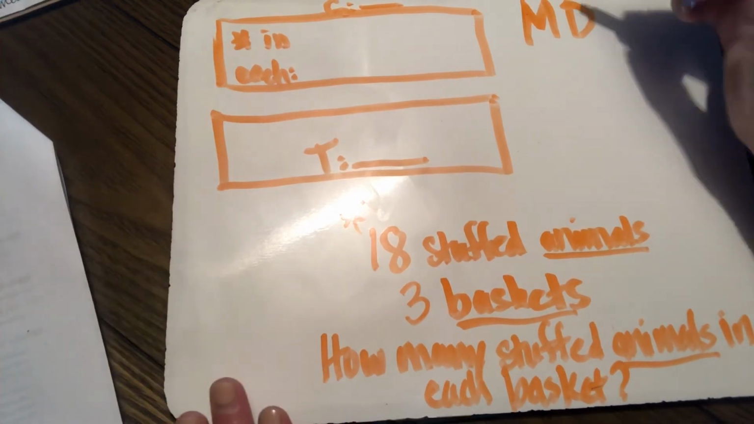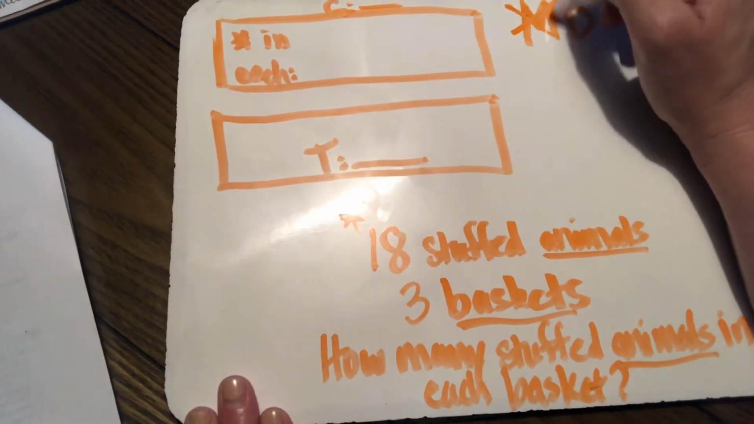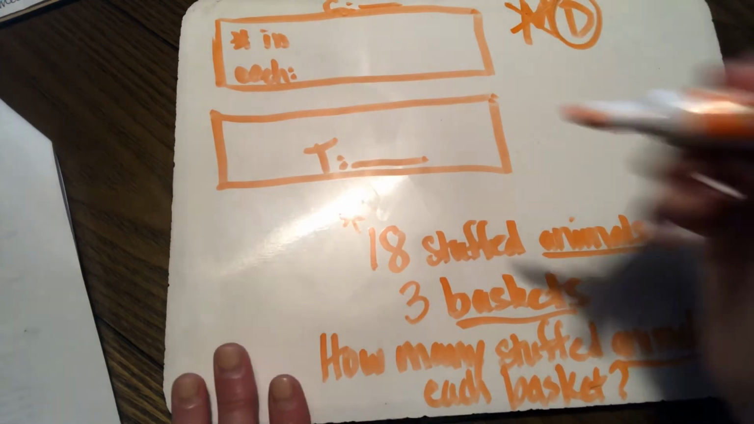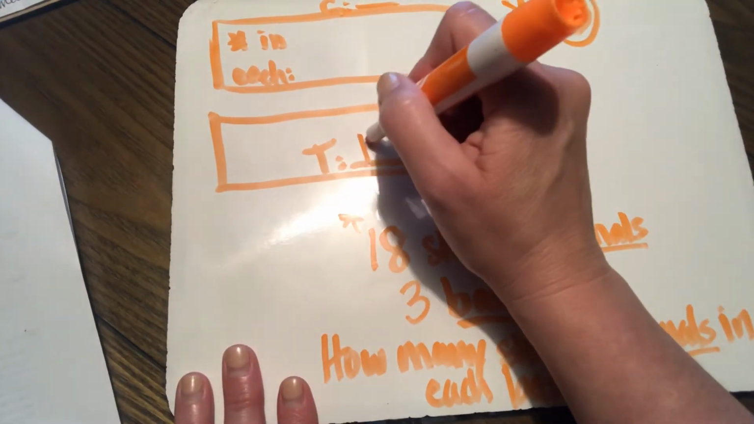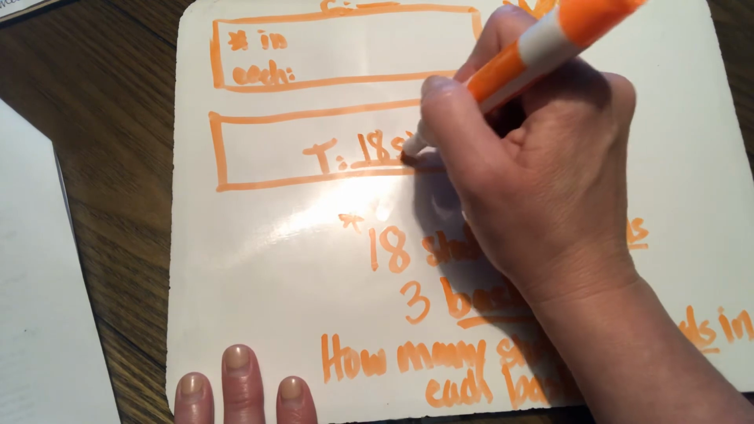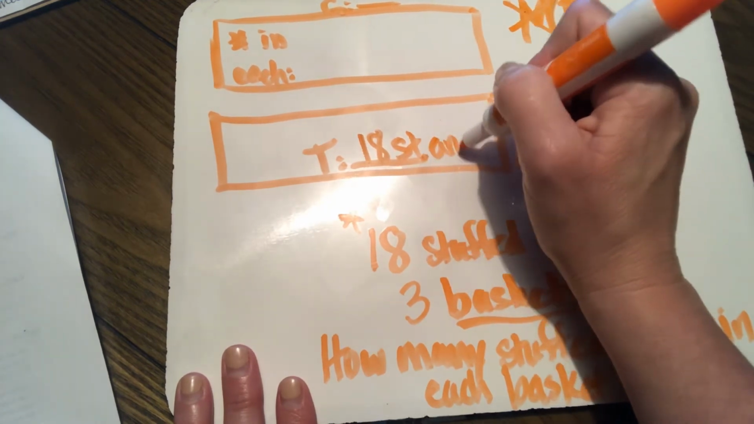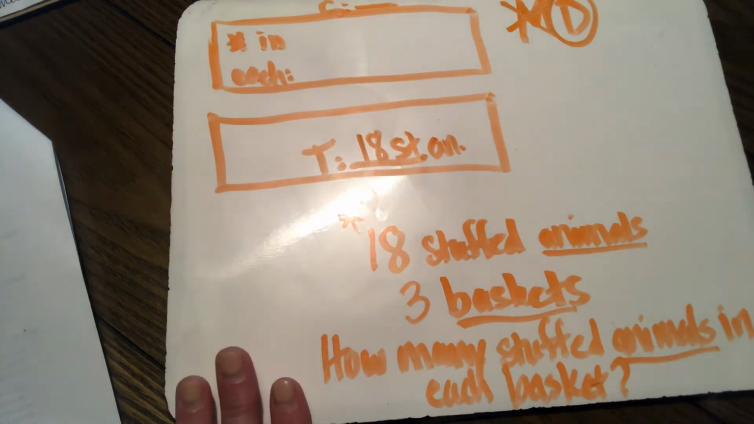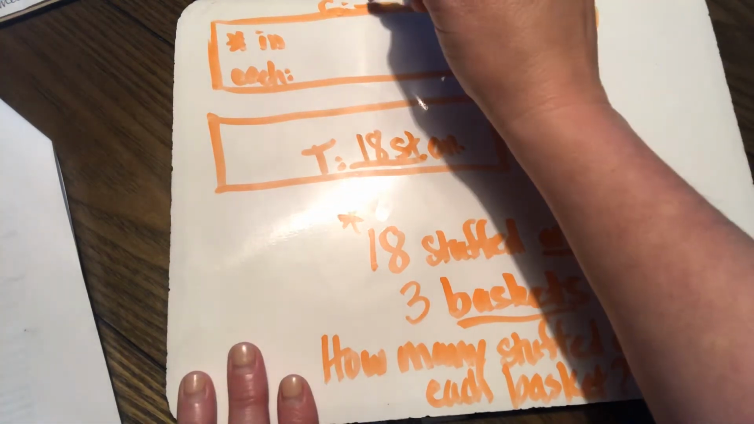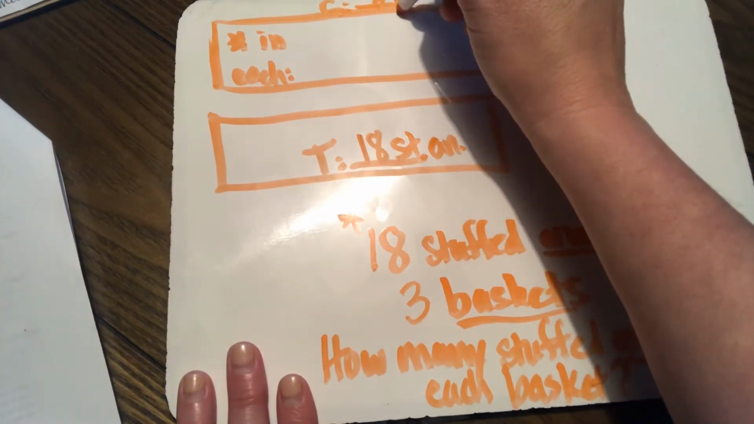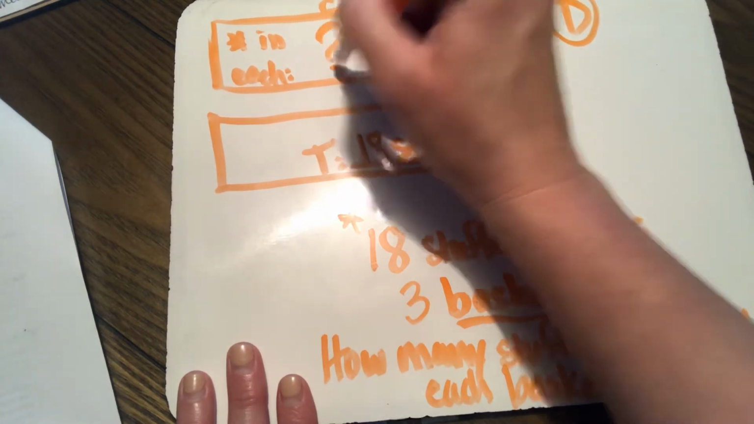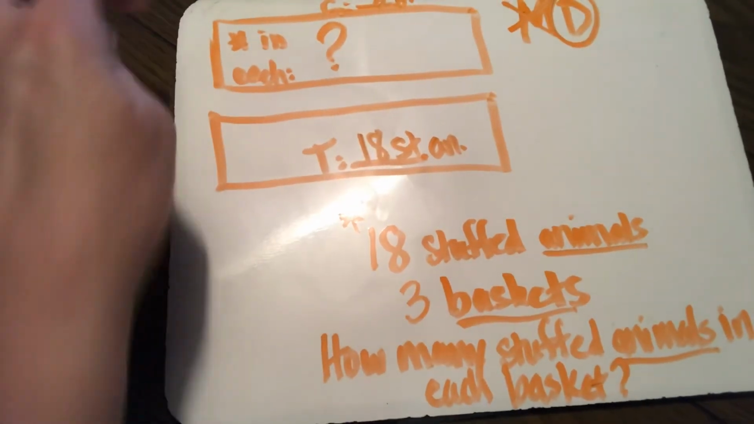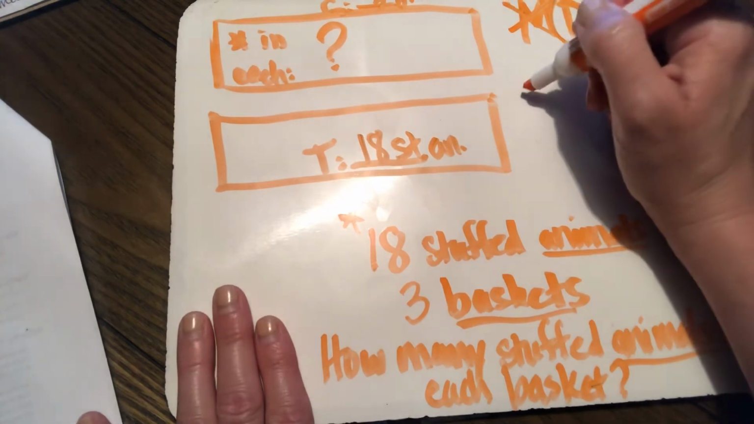You are correct. We are going to have less. So I've got 18. I'm going to put ST for stuffed animals, and I'm going to put 3B for baskets, and I'm looking for how many there are in each basket.